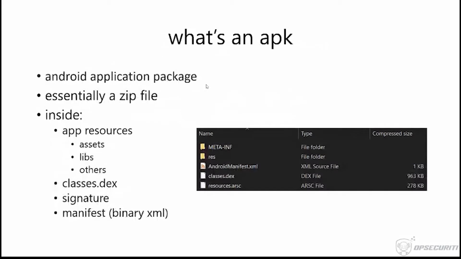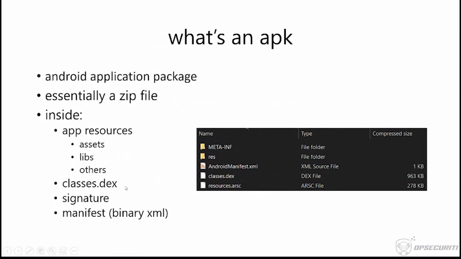What's an APK? So an APK, the name is Android Application Package. It's essentially a zip file. If you change the extension to .zip, you can unzip it and see what you can extract out of it. This is an example of what you can extract. Inside are the application resources, the assets. If there are any images, you can see them in the assets, and if there are any native libraries, like maybe something to scan QR codes and all that, they're going to be in the libs.